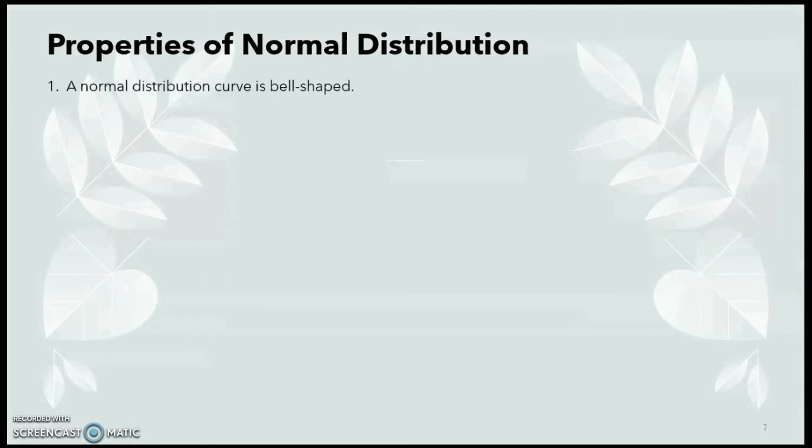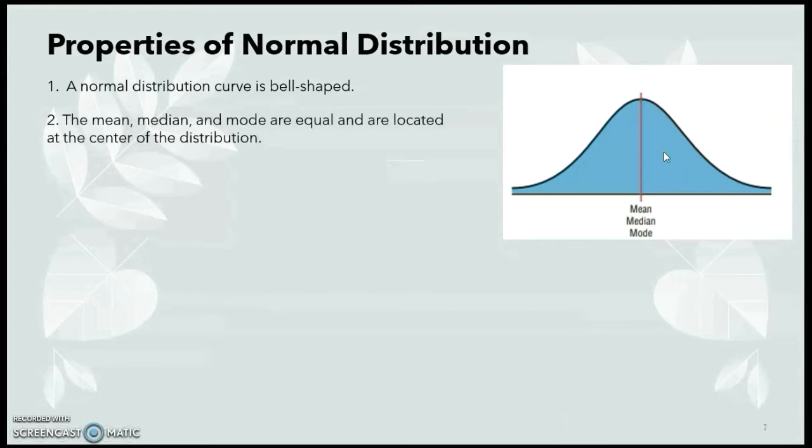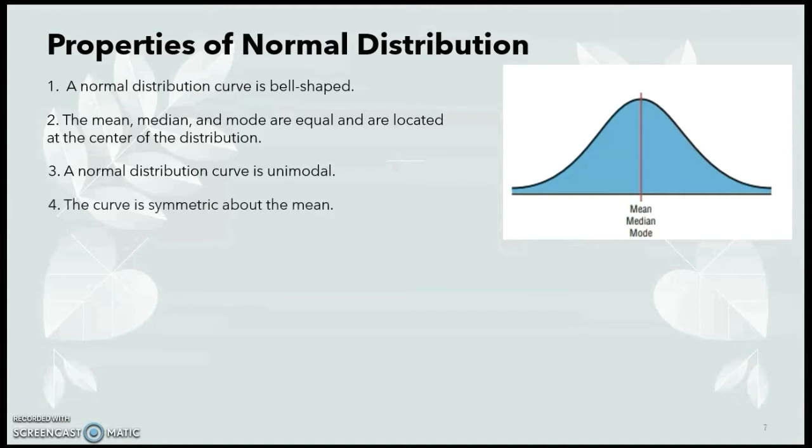Let's move forward to the properties of normal distribution. First property, a normal distribution curve is bell-shaped. So this is the shape of a normal distribution. Second, the mean, median, and mode are equal and are located at the center of the distribution, just like what is shown in the picture. Third property, a normal distribution curve is unimodal. It means there is only one mode. Fourth, the curve is symmetric about the mean. Symmetric means its shape is the same on both sides of a vertical line passing through the center. So if the left side is 50%, then the other side is also 50%.